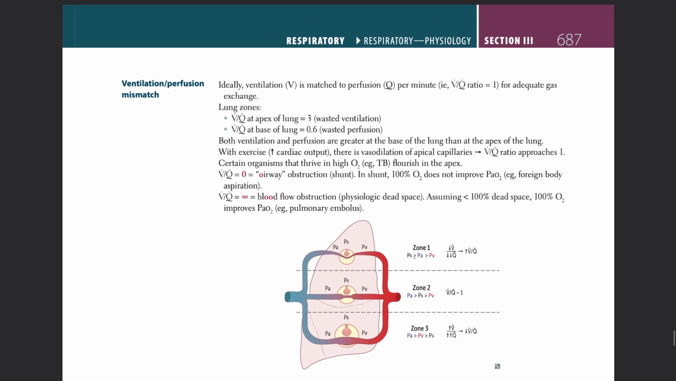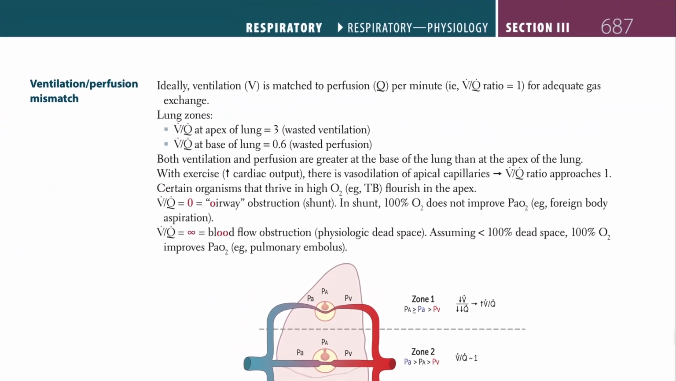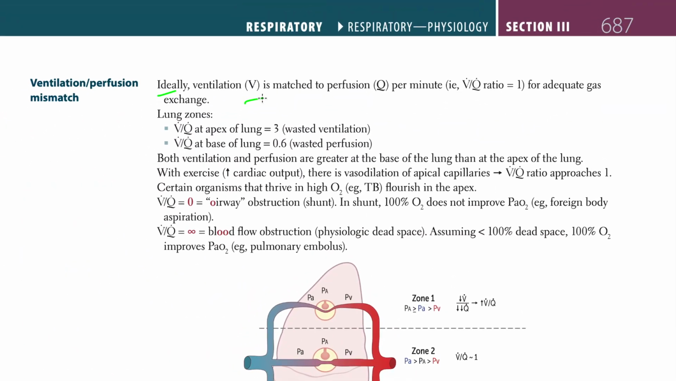Ideally, let me read this. Okay. Ideally, the ventilation V is matched to perfusion Q per minute, so V/Q equals 1. My bad, V is matched, not mismatched. It is matched to perfusion, which should ideally equal 1 for adequate gas exchange.